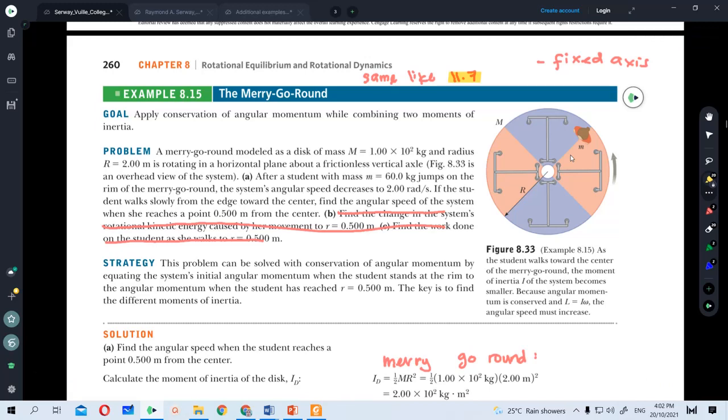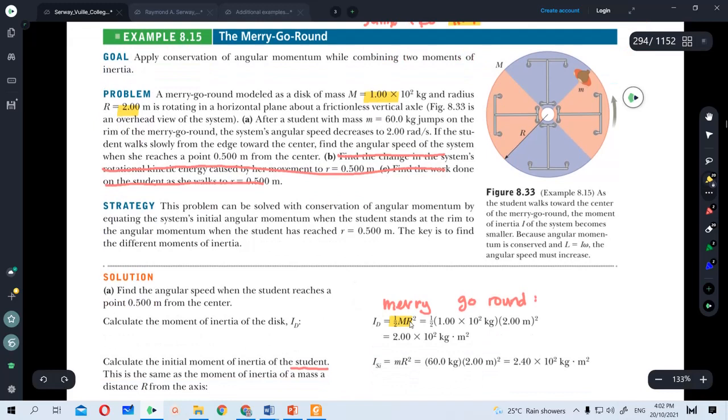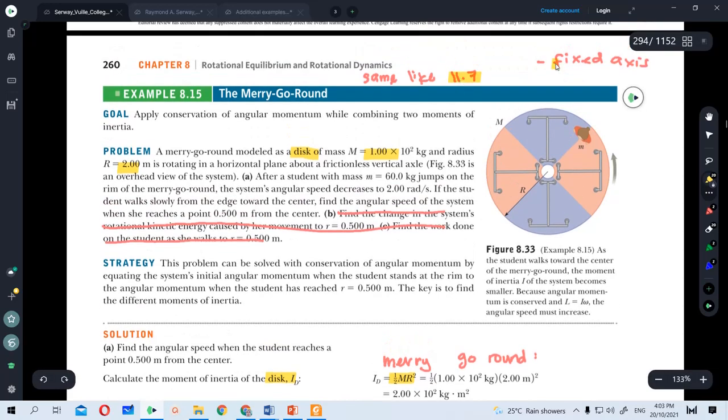Let's start. The merry-go-round is modeled as a disc. Since it's a disc with this mass and R, the moment of inertia would be half MR squared. So the M and then R, that's it. You're done with the calculation of I. So what to do with it? Since we find that it's a fixed axis, afterwards the system will undergo conservation of angular momentum.